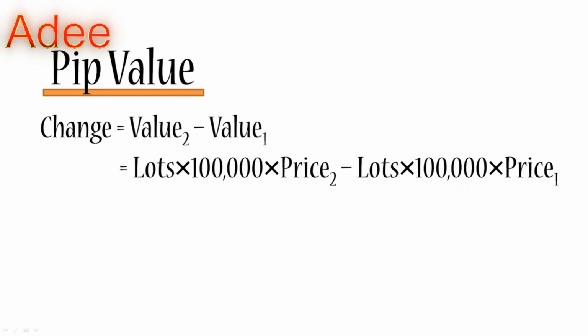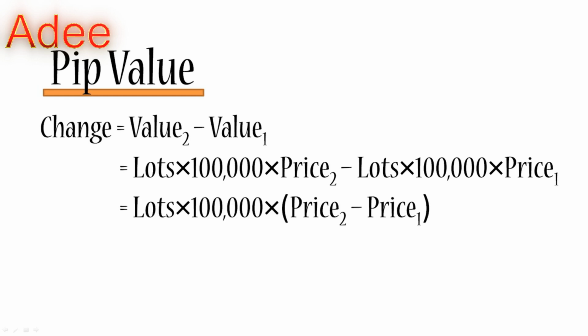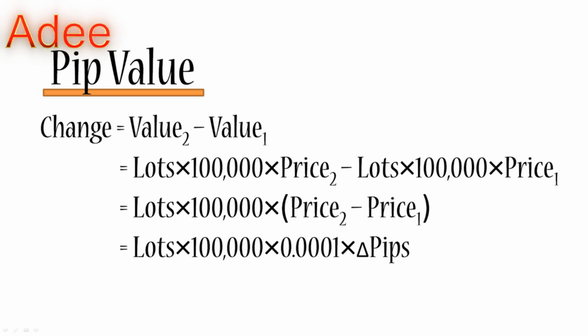Value 2 is lots times 100,000 units of base currency times price 2. Value 1 is lots times 100,000 units of base currency times price 1. We can bring in the brackets and leave price 2 minus price 1 within the brackets and take lots times 100,000 units of base currency outside of the brackets. Next, we can replace price 2 minus price 1 with delta pips.